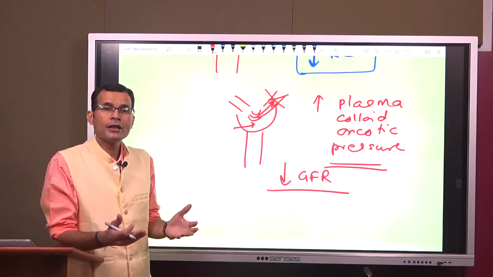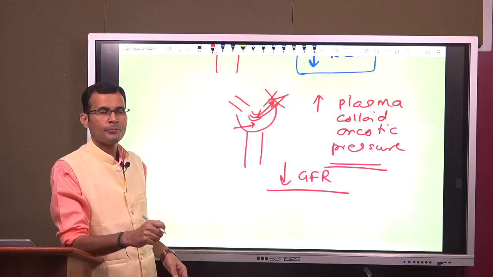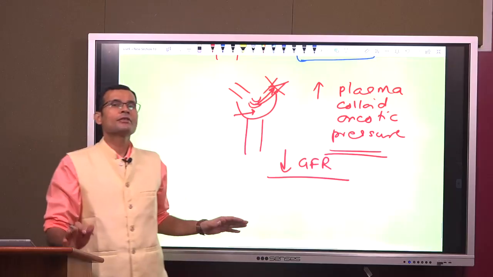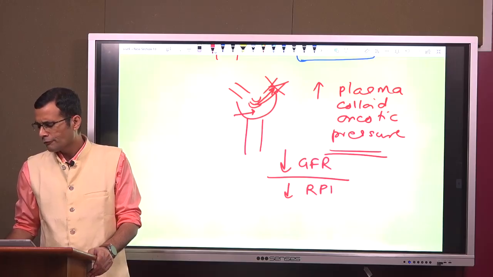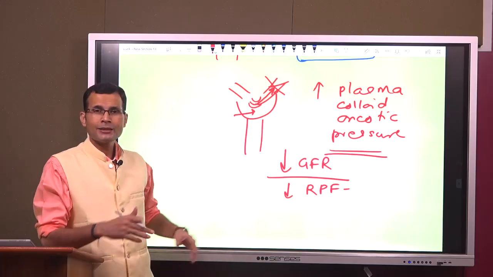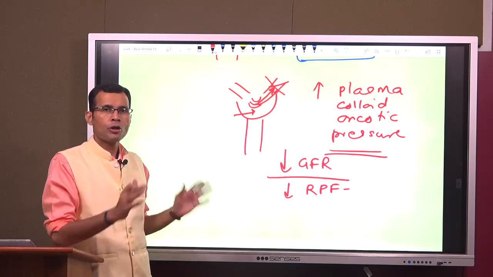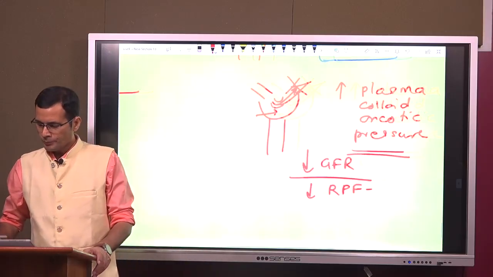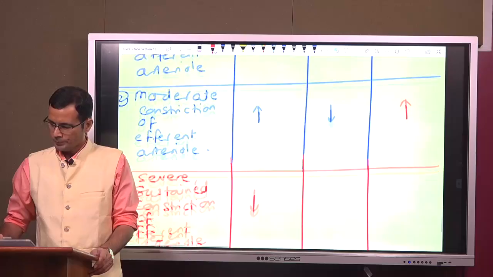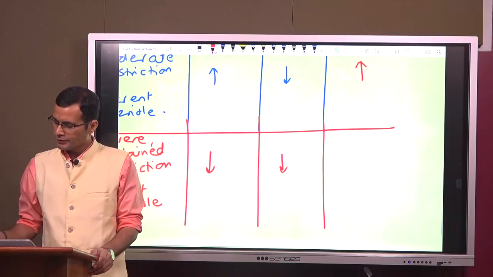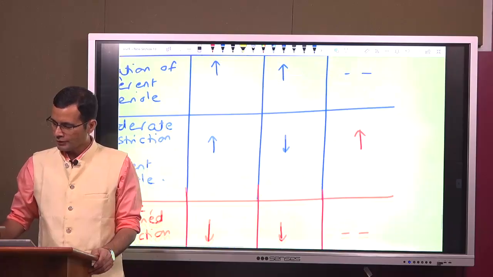So, Bowman's capsule hydrostatic pressure will increase, and that is an opposing force, it will oppose the GFR. So, the end result is there is a decreased GFR. And of course, there is decreased renal blood flow and renal plasma flow, because less blood going out means less blood coming in per unit time, and overall blood flow will decrease. That we have already seen. Let's write down. GFR decreases, renal blood flow and renal plasma flow decreases. So filtration fraction more or less will remain the same.